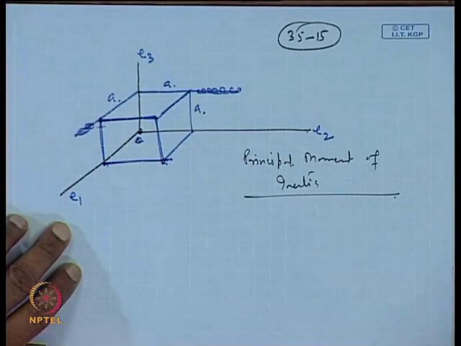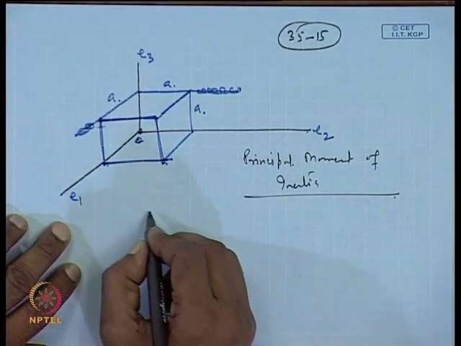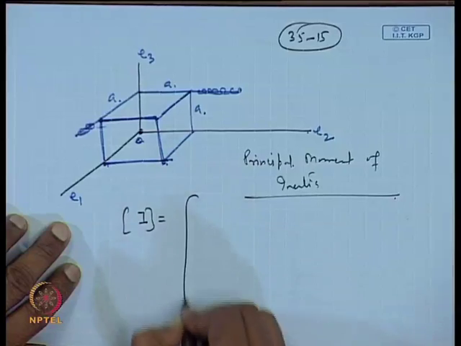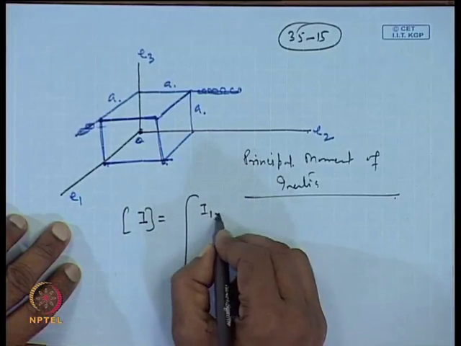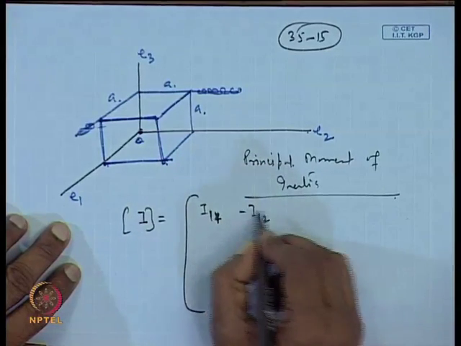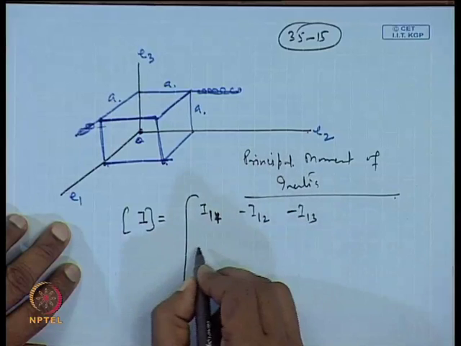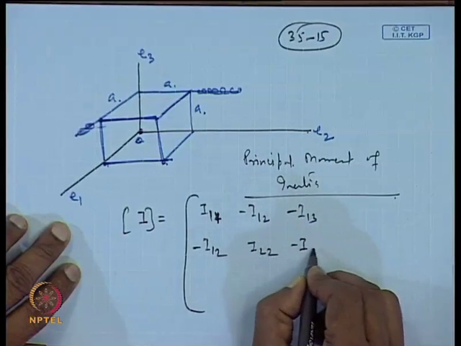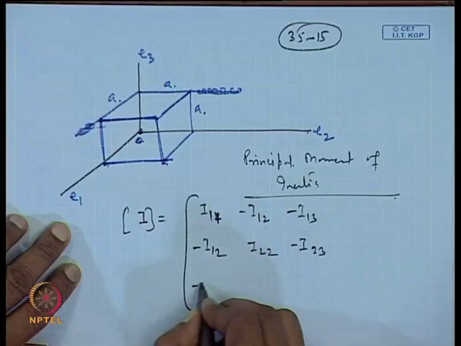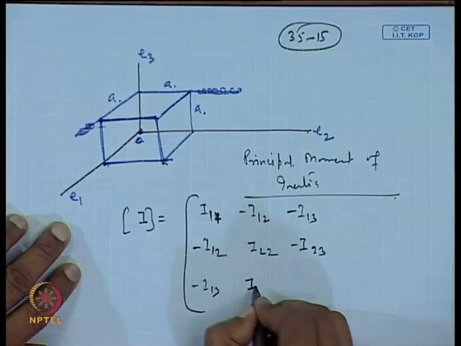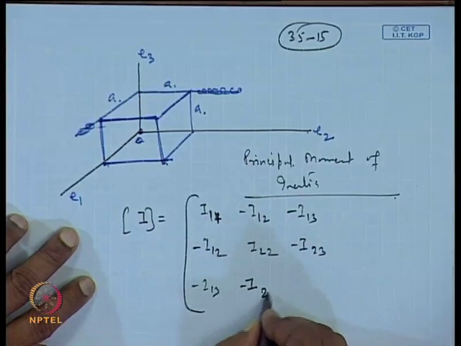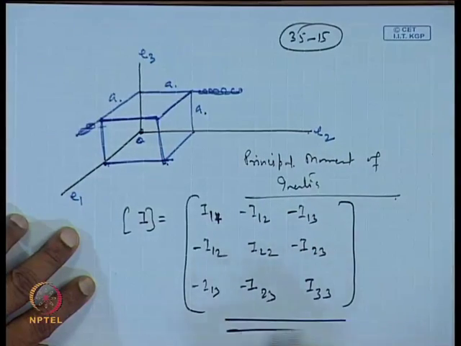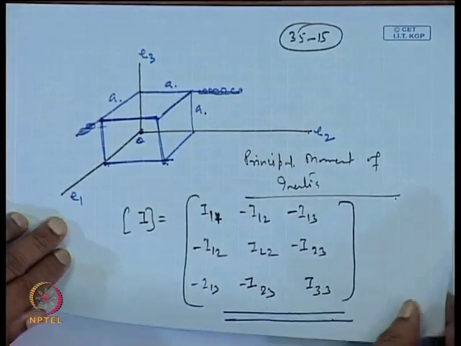first you need to write the inertia matrix. So, for writing the inertia matrix, you have to get all these quantities I 11, I 12, I 13, so first we need to work out these quantities.